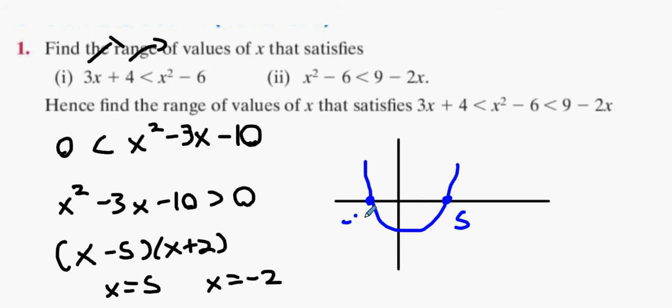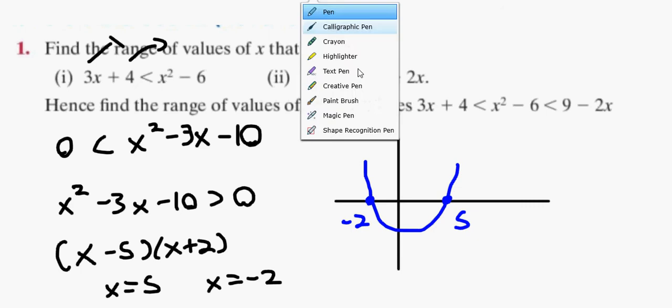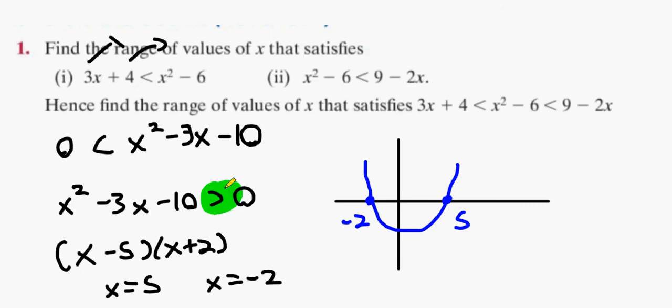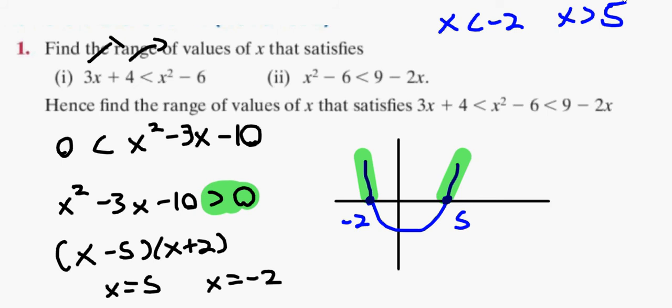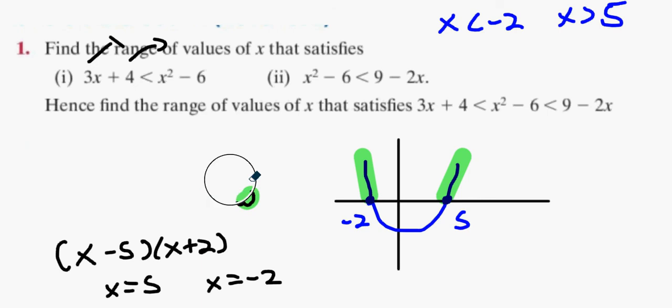You want your line to be above the axis, like so. That implies these two positions here. For the first part, I got x smaller than minus 2 and x bigger than 5. Did anybody get those two answers? Alright, great. You go to part 2 now, and part 2 is similar.